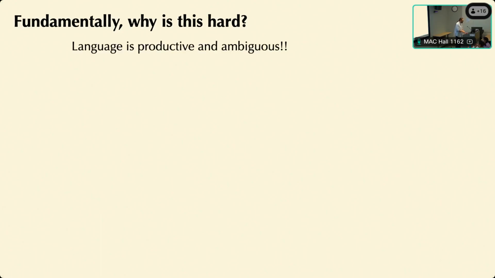So the first one is that language is what we call productive, meaning that there's always more than one way to say something, right? And so if you have a rule-based approach, you need to have a rule for every way someone can say something, and there's always an infinite number of ways to say something, so you've got this kind of hard philosophical limit.